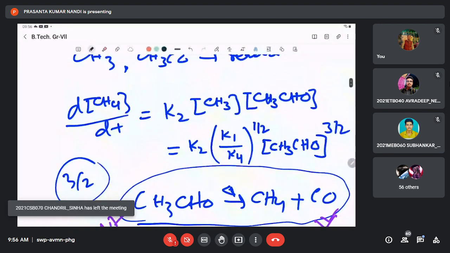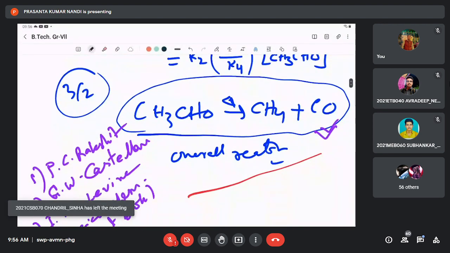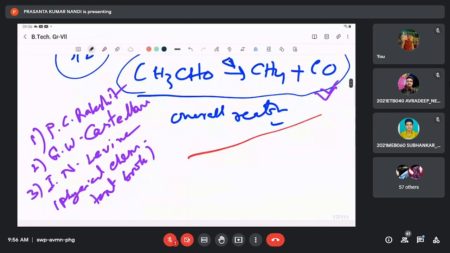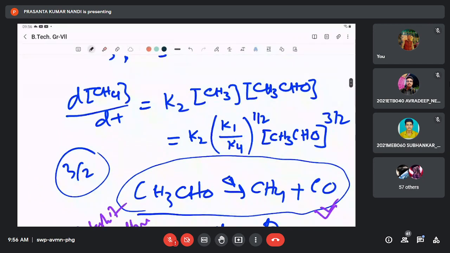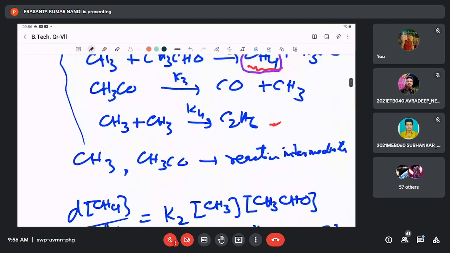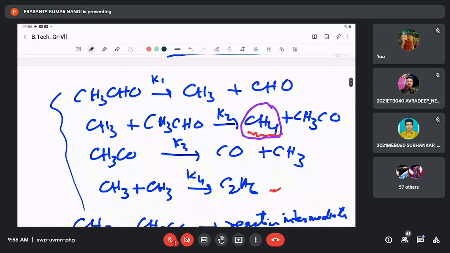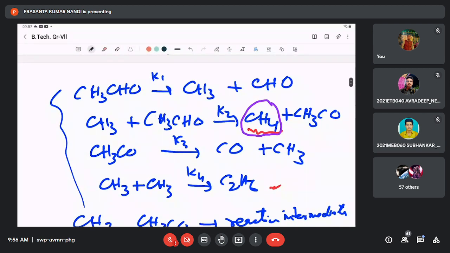Both these reactions are available in P.C. Rakshit and G.W. Castellan. In these books you can find everything. Or you can write and try it yourself, as a home assignment. Okay, so that's all.